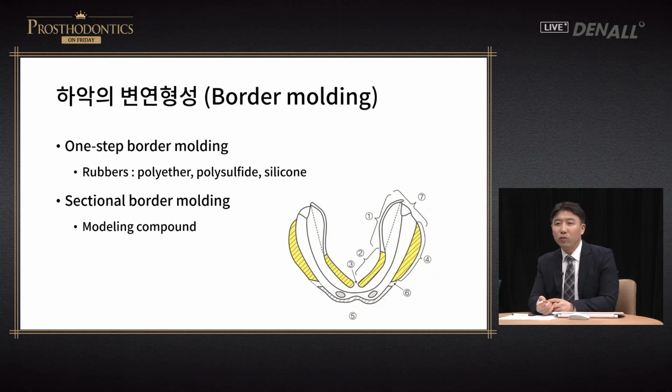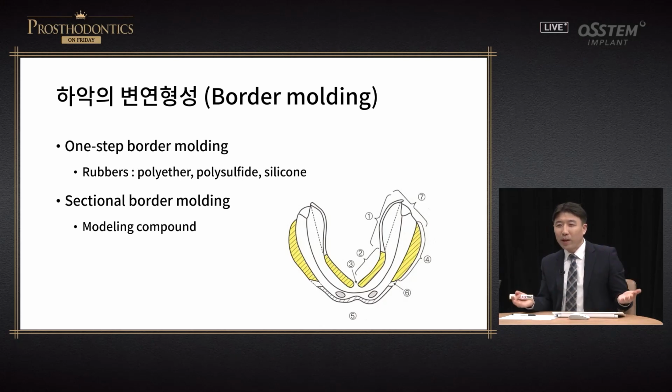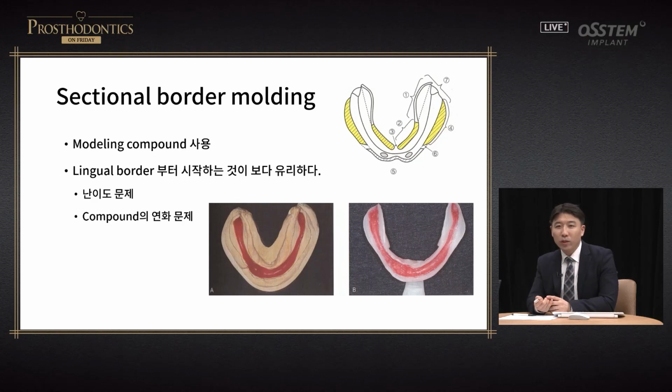Border molding can be divided into one-step border molding and sectional border molding. Using modeling compound and doing sectional border molding is recommended in my opinion. With time and experience, once you have sufficiently understood the physiology of making dentures, then perhaps you can do one-step border molding. In doing sectional border molding, it is very important to start from the lingual border. It is quite difficult to do the lingual border, so we need to start from here and move on to the buccal side.